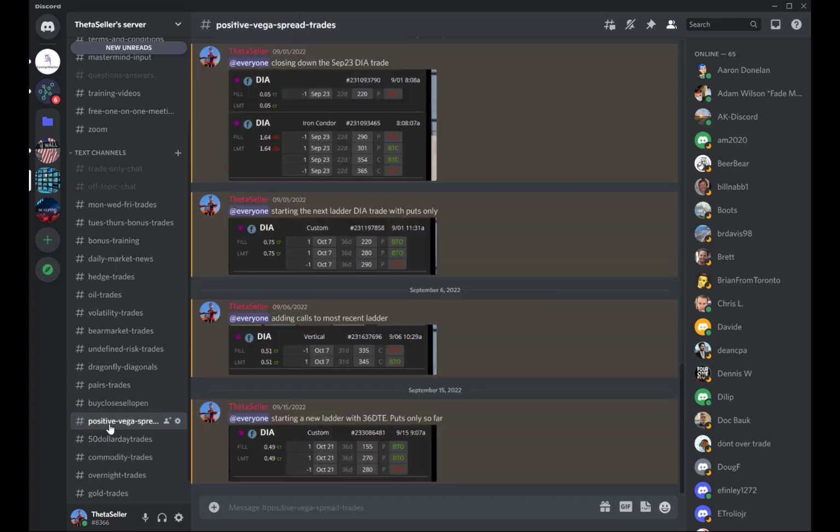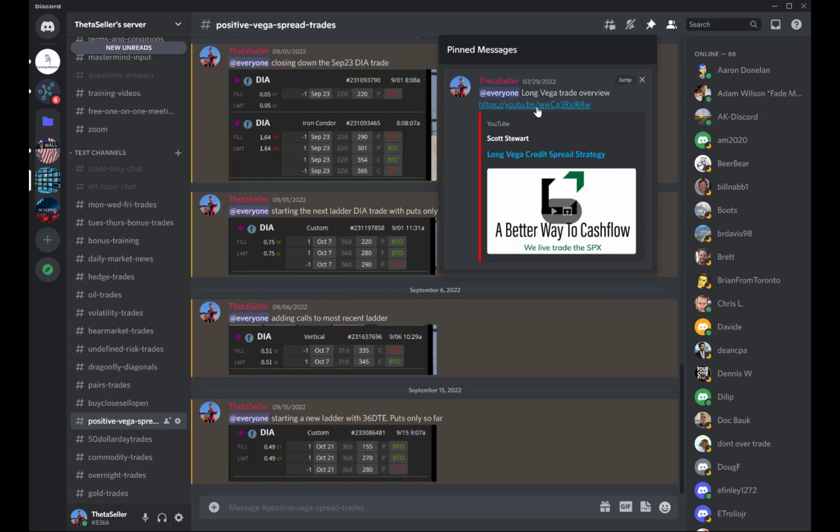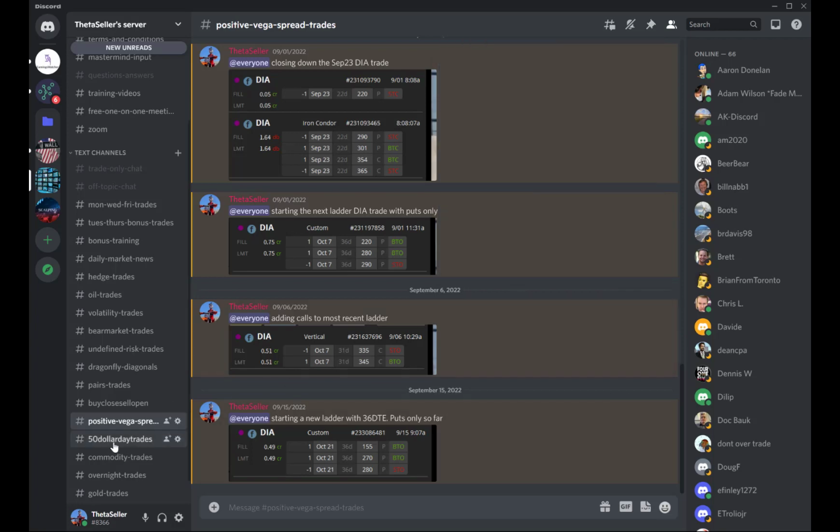Our positive Vega trade. This is one of, I think, our most exciting trades. It is a credit spread, but it's built to withstand a push or an expansion of volatility, hence the name positive Vega spread. We do these every 2 weeks using the DIA. So again, if you're not familiar with this unique setup and this unique strategy, click the pin, and there's a video tutorial there for you to go through and watch.